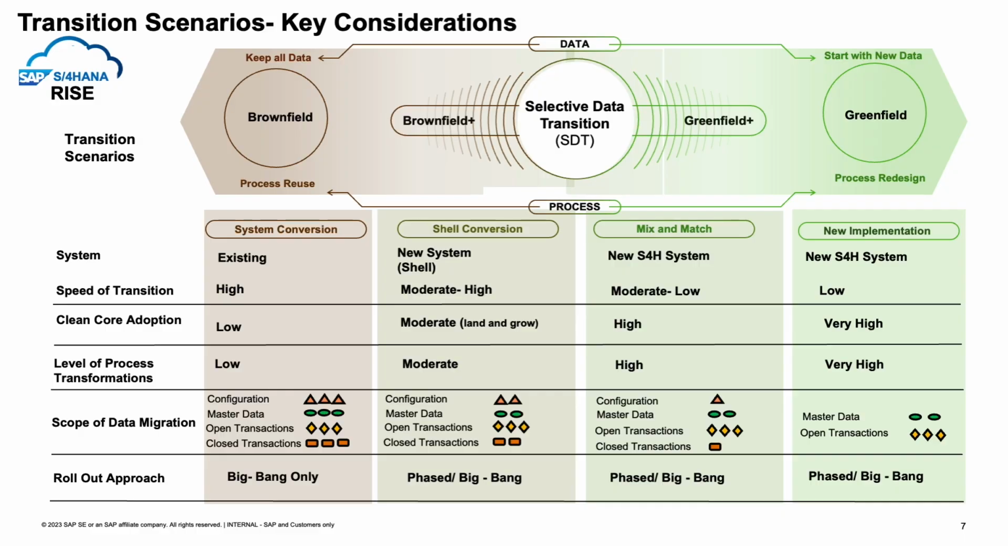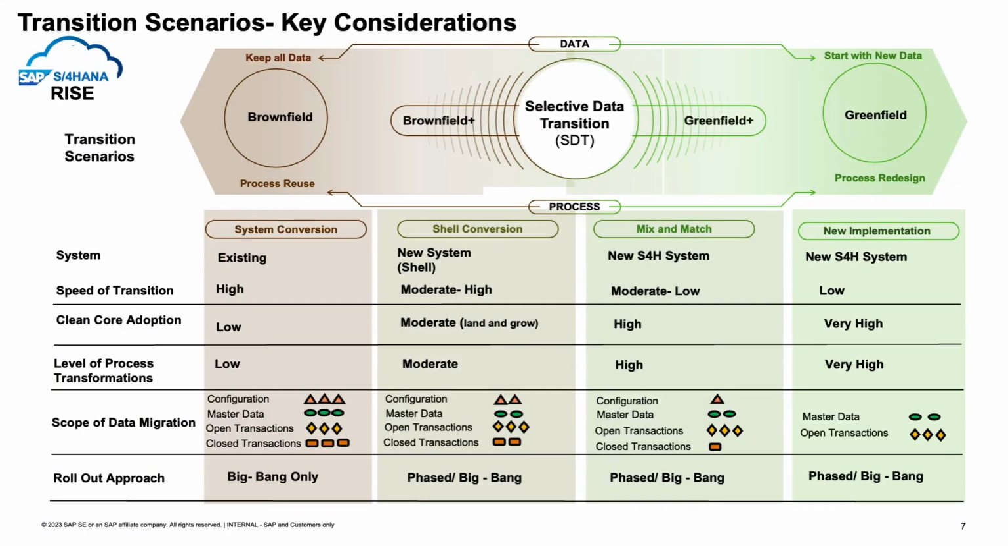As said, we would like to start with a brief explanation on the transition scenarios. On the left-hand side, you see brownfield system conversion. On the right-hand side, you see greenfield new implementation. In the middle, there is this SDT thing sitting. And Koustubh will give us a more detailed explanation of what these 3 approaches are about. Thank you so much, Benjamin.